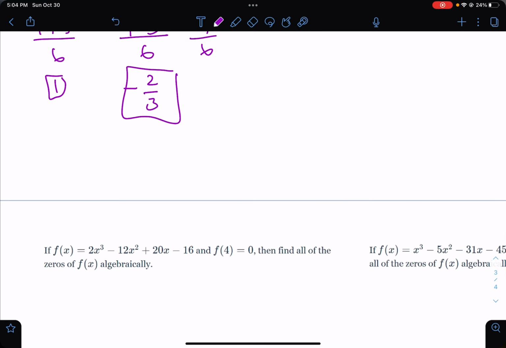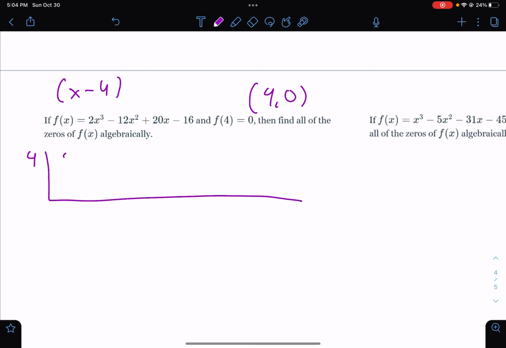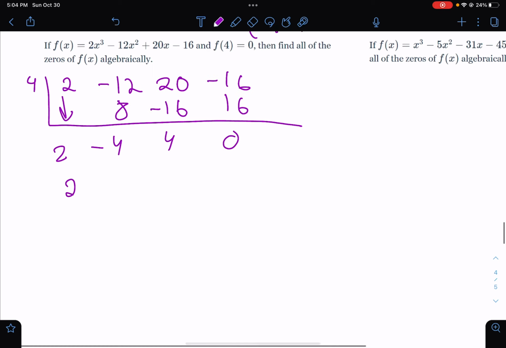All right, last question here. Again, they want us to find all of the zeros. So, if f of 4 equals 0, that means it goes through (4, 0), meaning that x minus 4 has to be a factor. So we can divide that into our polynomial using synthetic division. We bring down the 2, we get an 8, we get a negative 4, negative 16, and we get no remainder. So our resulting quadratic is going to be 2x squared minus 4x plus 4.